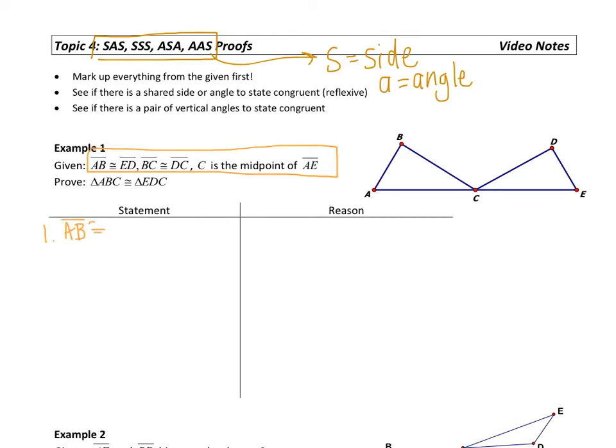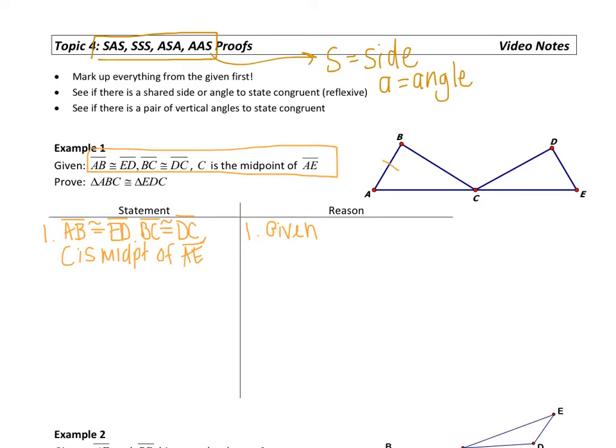AB is congruent to ED. BC is congruent to DC. And C is the midpoint of AE. I know it's a long given, but you do have to write it all. If you don't write it all, you lose credit. So now I'm going to go through and mark up the pieces of information that they gave me.